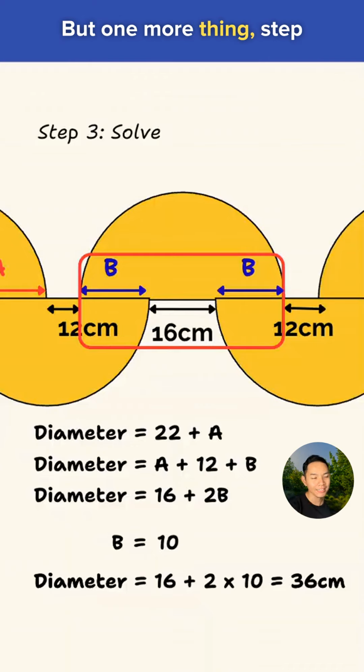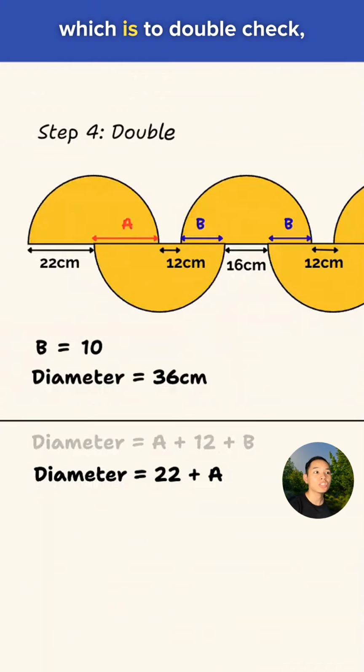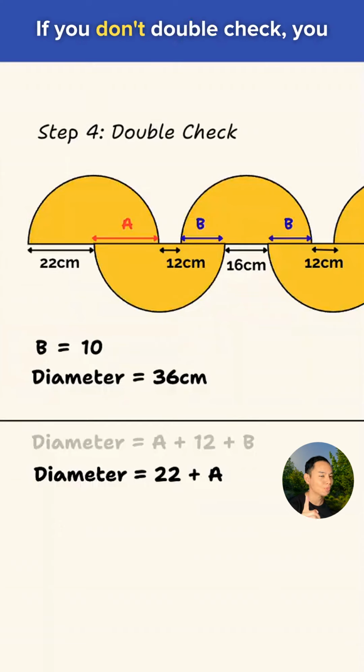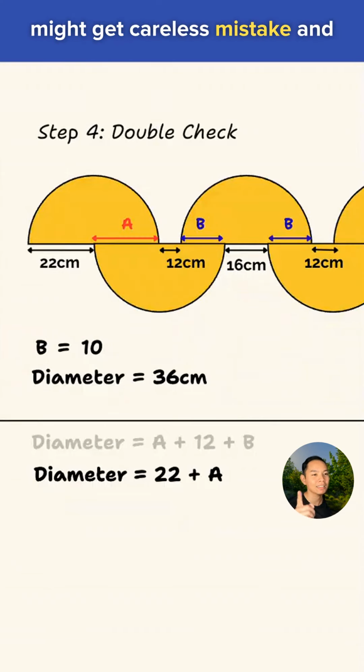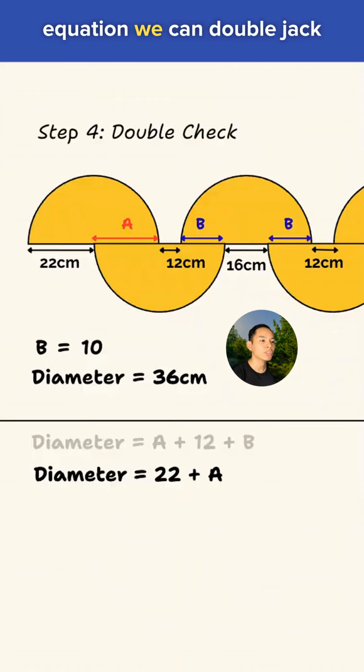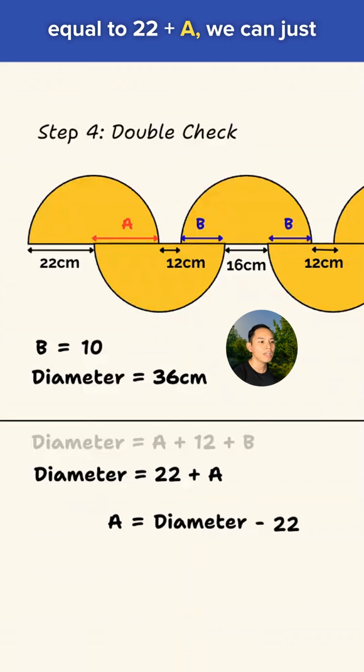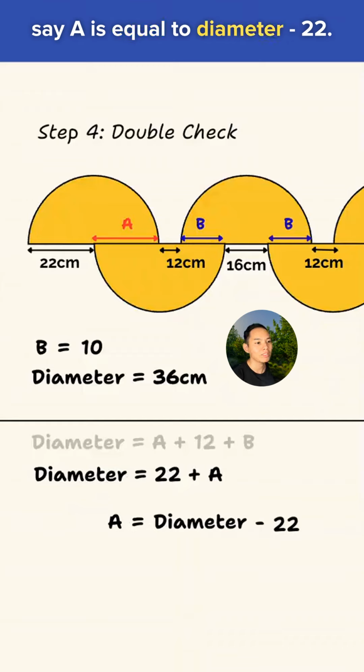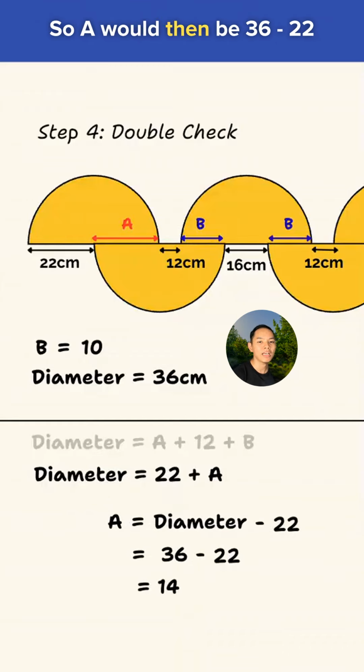But one more thing, step number 4, which is to double check. If you don't double check, you might get a careless mistake and you might get this question wrong. Since we have the two equations, we can double check by just putting in the value. For the equation diameter equal to 22 plus A, we can say A is equal to diameter minus 22. So A will then be 36 minus 22, which is 14.